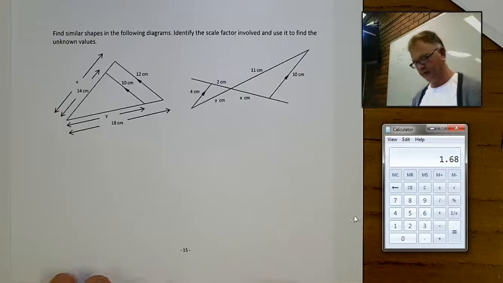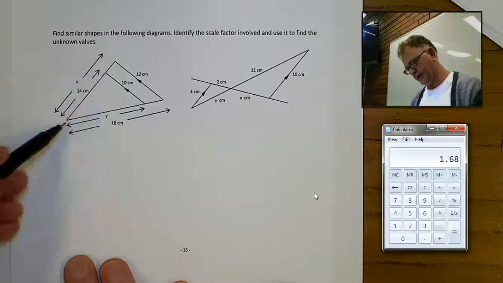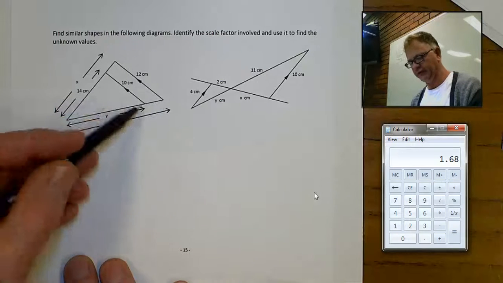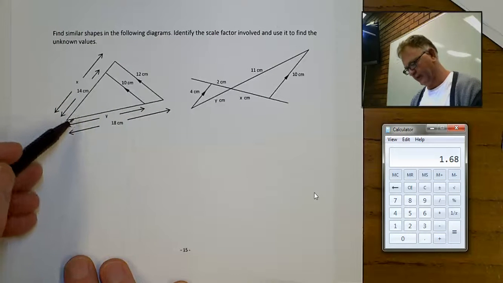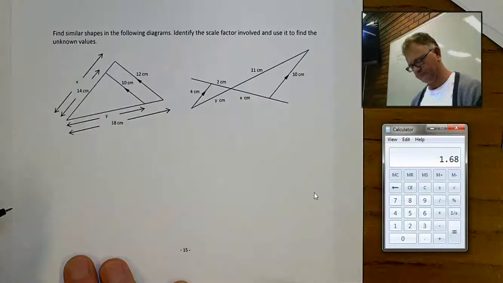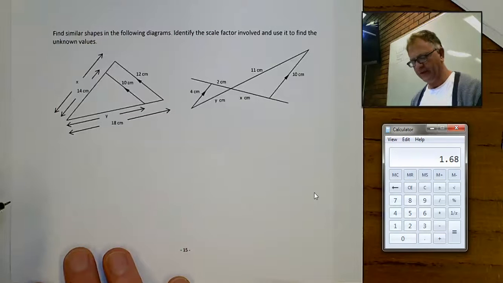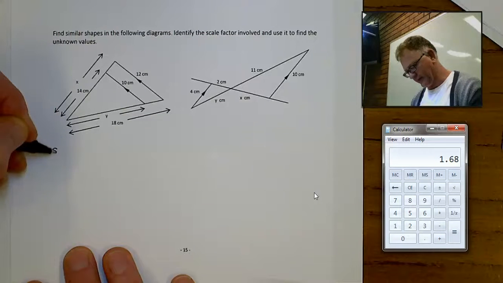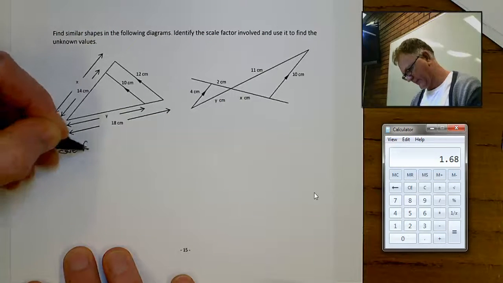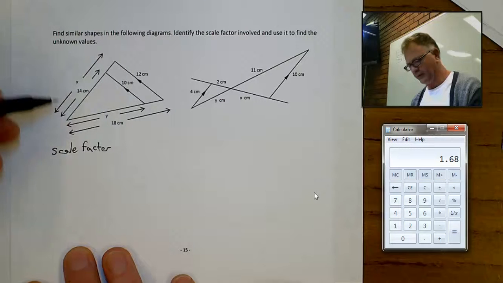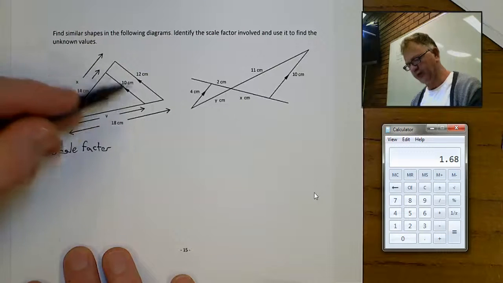And here we've got some similar triangles. This triangle here is the same shape but a different size than this one here. You could tell that because all the angles in this triangle match up to the angles in this triangle. If we want to use scale factor now to work out the unknown sizes in them, what we should probably do is work out the scale factor when we change from the smaller to the larger.